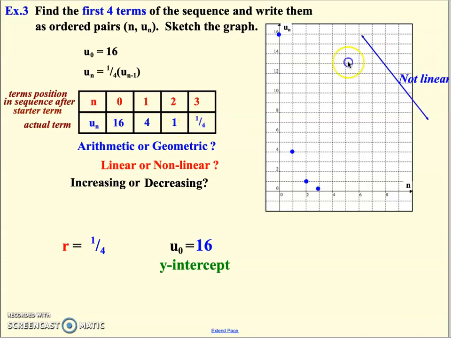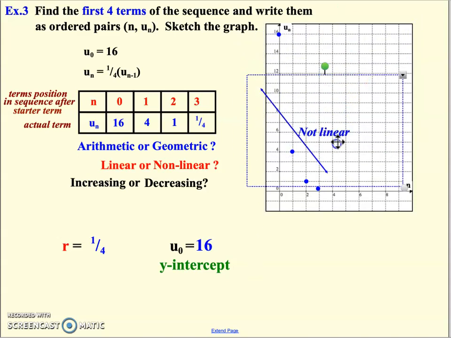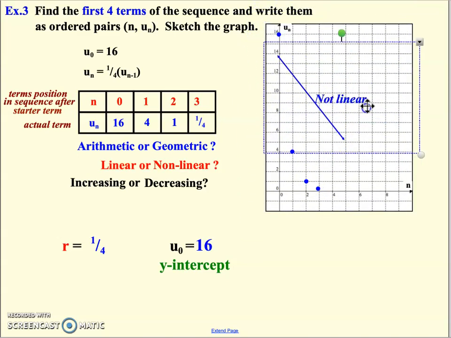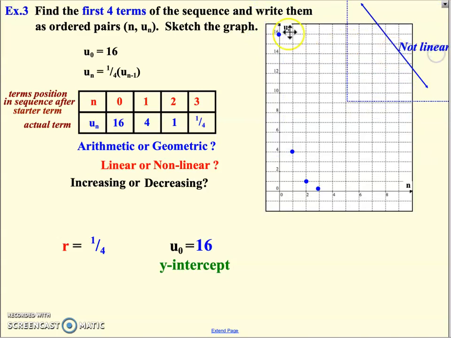Now, just to kind of prove it to you guys quick, if I tried to somehow get this line to fit, it does not fit at all, right? So I know it's not linear for sure. It's a curve. There's a curve moving down through here. And geometric is a curve. So we know it's geometric. We say nonlinear instead of saying a curve. And then the values as I run across here are clearly going down, so it's decreasing.